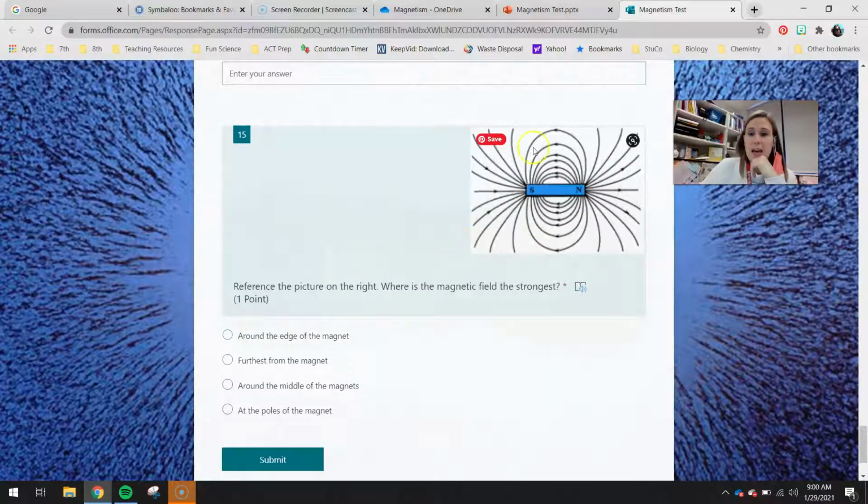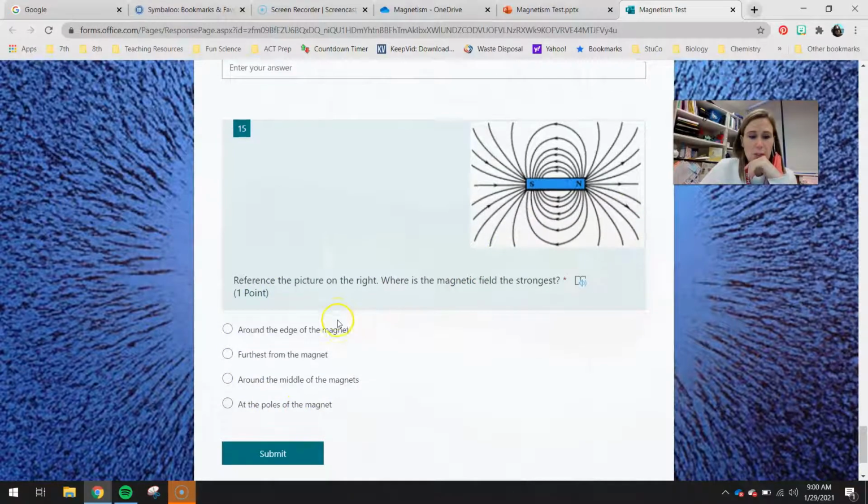Okay, finally you have a little magnetic field around this magnet here. Reference the picture, and then where is the magnetic field the strongest? Look at these 4 options and tell me which one.